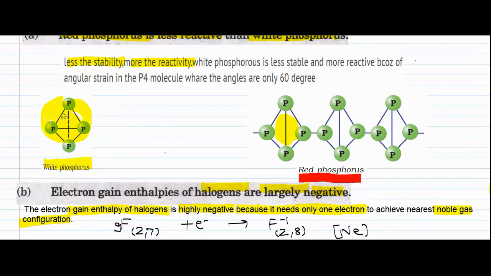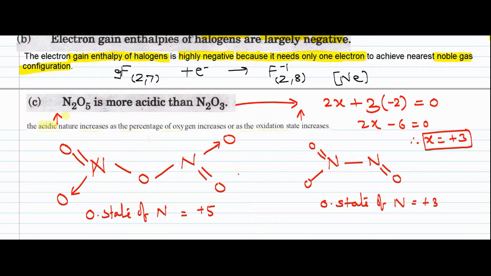N2O5 is more acidic than N2O3. इसके लिए आप ऑक्सीडेशन नंबर चेक करें. ऑक्सीडेशन नंबर ऑफ नाइट्रोजन इन N2O5 +5, ऑक्सीडेशन नंबर ऑफ N इन N2O3 +3. More the oxidation number, more acidic nature.